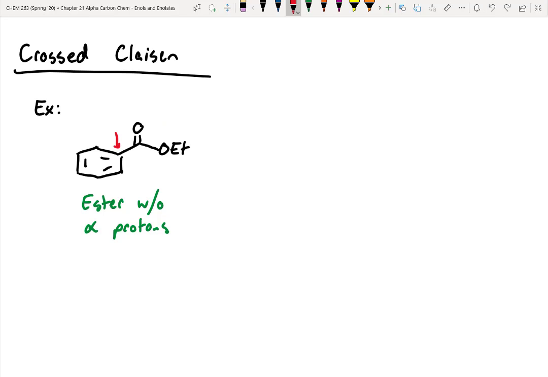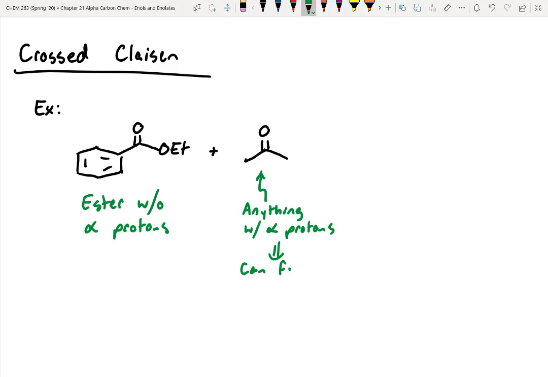Okay, and then the second thing we need is some other ester or ketone that can do our nucleophilic addition. So in this case, we need some sort of enolizable starting material. I'm going to make a note here. This could be anything with alpha protons, which means it can form an enolate.